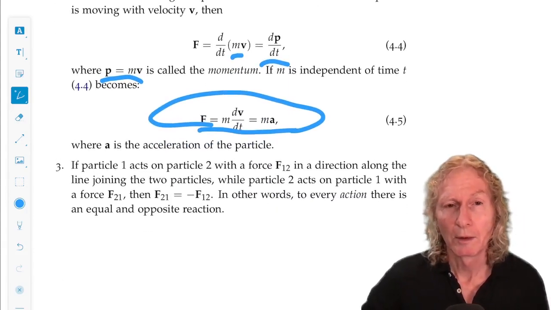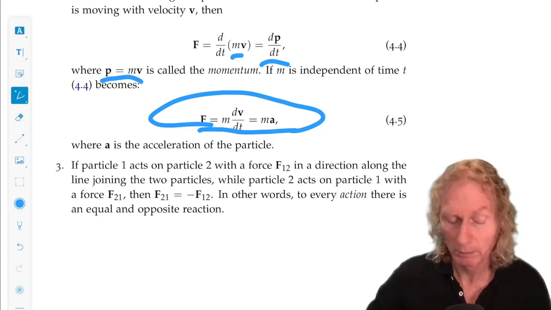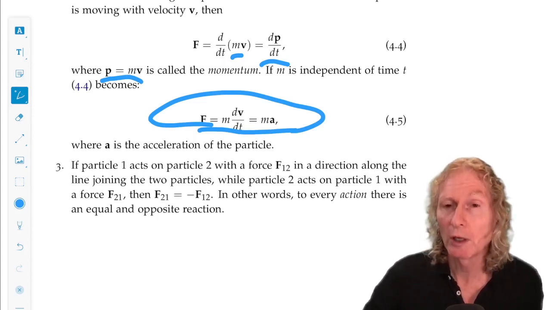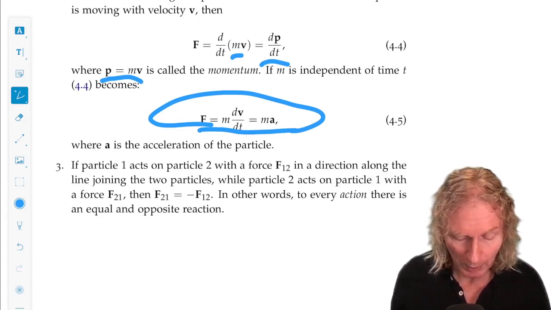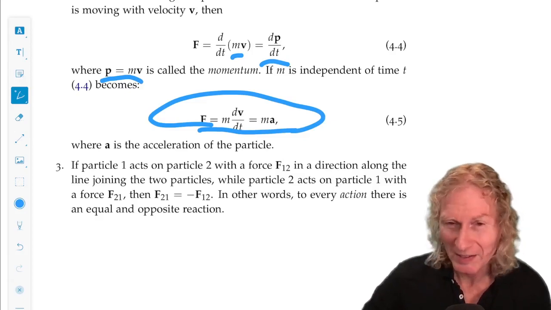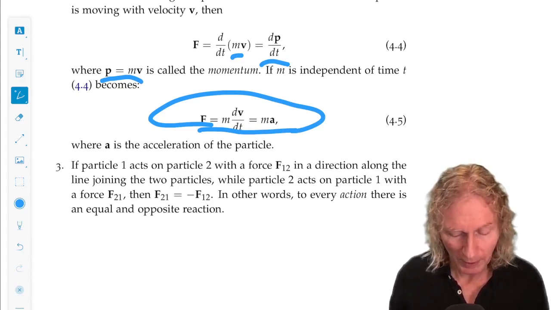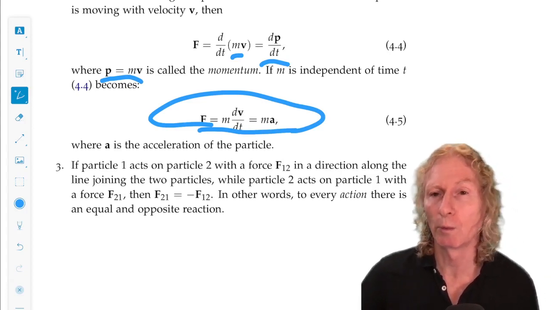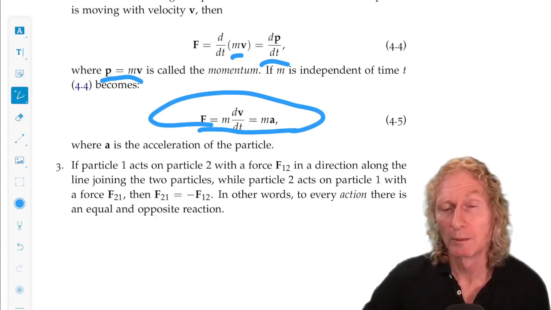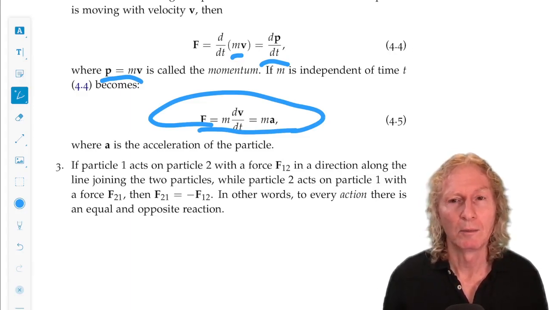Finally, the third law refers to two particles. If particle 1 acts on particle 2 with a force F12, 1 acting on 2, hence the subscript, in a direction along the line joining the two particles, while particle 2 acts on particle 1 with the force F21, then the law says that F21 equals minus F12, and this is the origin of the statement: to every action there is an equal and opposite reaction. The classic set of problems illustrating this are billiards. Two balls, hard balls that don't deform, colliding and then moving apart.